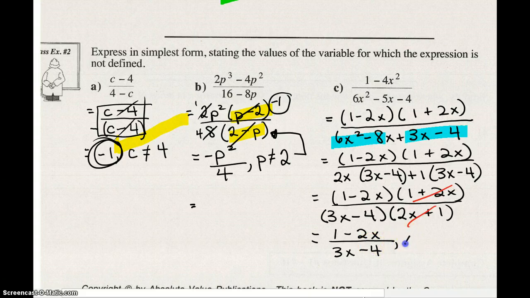Restrictions, x cannot equal. So again, we need to go back and find out what x cannot equal. This is going to come from this step, and it's going to come from this step. We set it equal to 0, and you should end up with a negative 1/2.